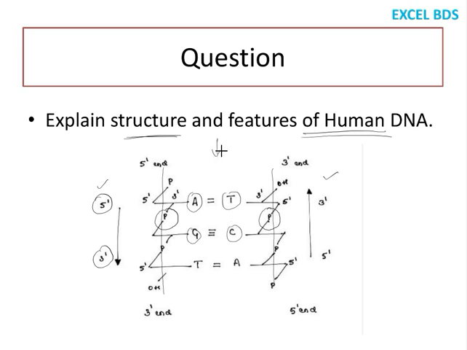Adenine always binds with thymine with a double bond, and guanine binds with cytosine with a triple bond. So the pairing between guanine and cytosine will be the strongest. Okay, so these are the features, and also you have to mention Chargaff's rule. Okay, don't forget about Chargaff's rule, which can be a short answer question. So with this, we'll conclude the question on explaining the structure and writing the features of human DNA.